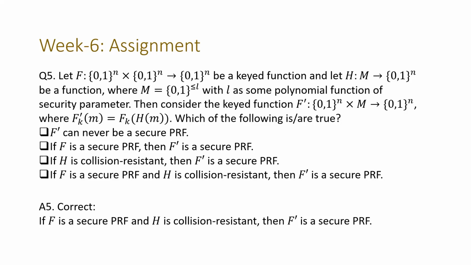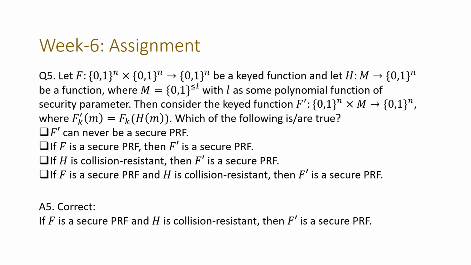Then consider the keyed function f dash: {0,1}^n x M to {0,1}^n, where f dash k of m is defined as f_k of h of m. Which of the following is or are true? I guess this question was also discussed in the last session, but just for the sake of completeness, I will reiterate here the way f dash k is defined.